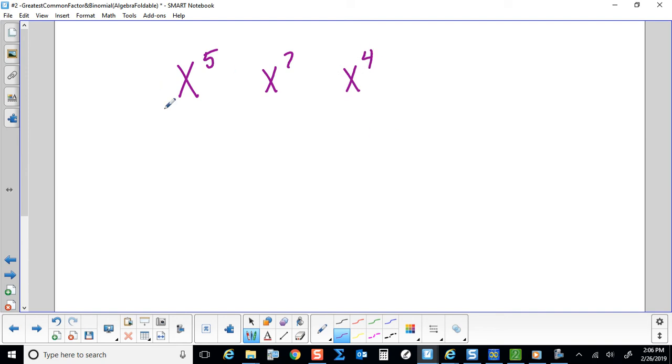So the greatest common factor of x to the fifth, x to the seventh, and x to the fourth is x to the fourth, because I can divide x to the fourth evenly into each term here.